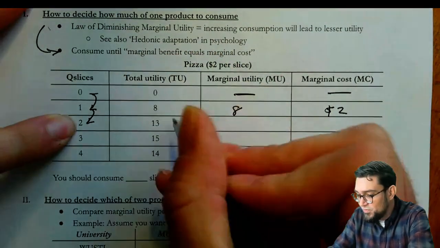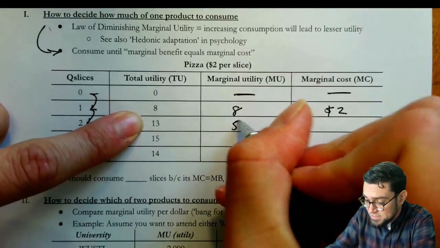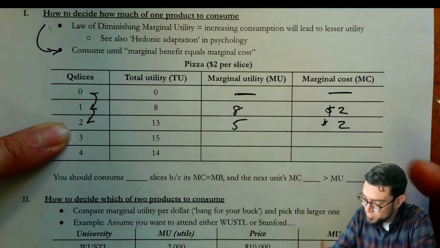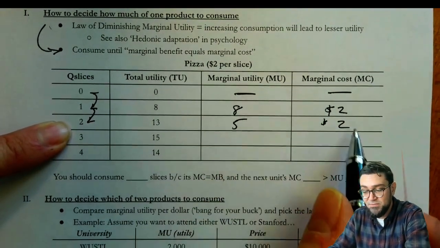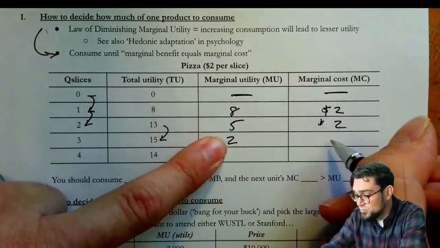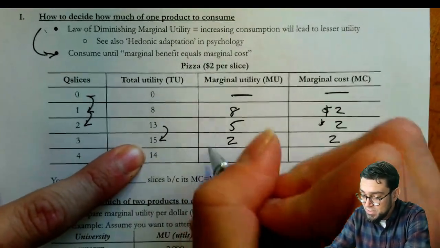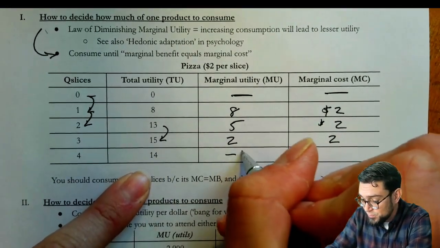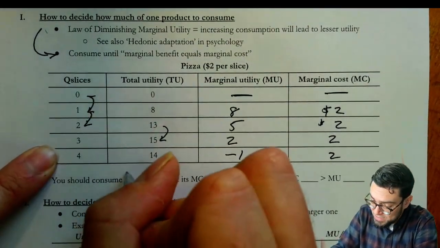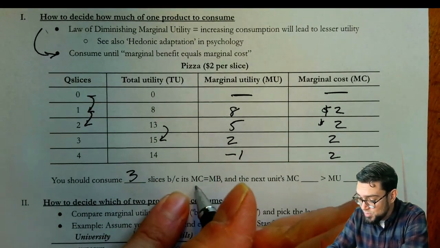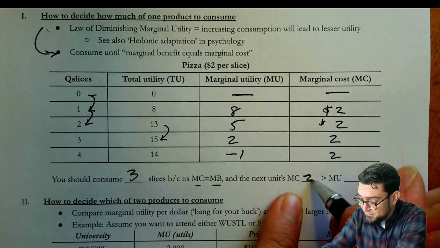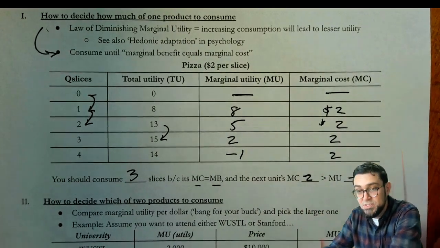Let's take a look. 1 to 2, 8 to 13, that gives us 5. And how much did that second slice cost us? Well, it still cost us 2. So yes, we should consume that one because 5 is bigger than 2. Should we consume this next one? Well, yes, we should. 2 and 2. And then the next one, actually, we lost a unit of utils, -1. And so we should consume, what do we got? 3 slices because it's marginal cost equals marginal benefit. And the next unit's marginal cost of 2 is greater than the marginal utility of -1.